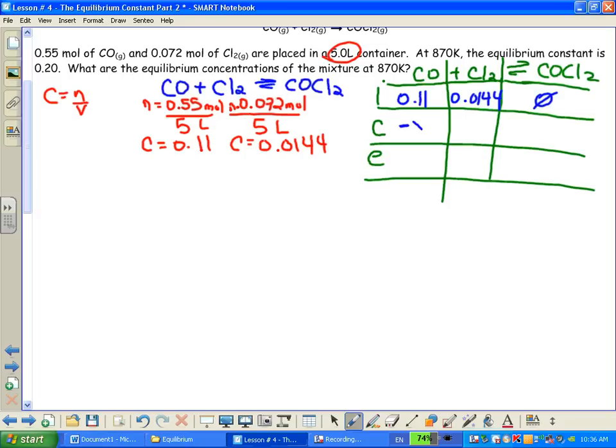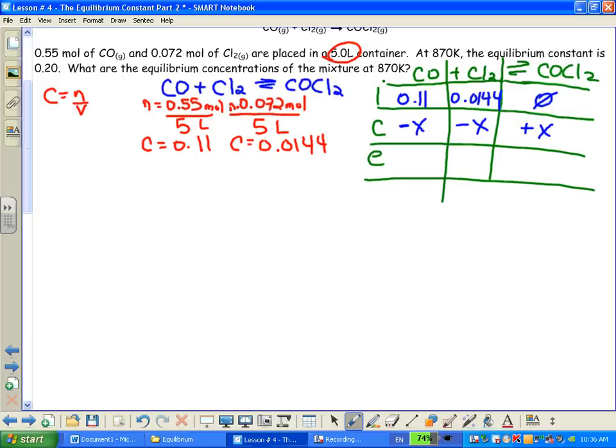So my reactants are going to change by negative x, which means I don't know how much. But if these reactants go down by x, my product is going to go up by x. So I put plus x. Okay, so try and start really wrapping your head around that. The reactants are being used up, therefore their only chance is to decrease. I started with 0 as a product, so the only thing I can do is go up. So that's why we have negative x for the reactants and positive for the products.